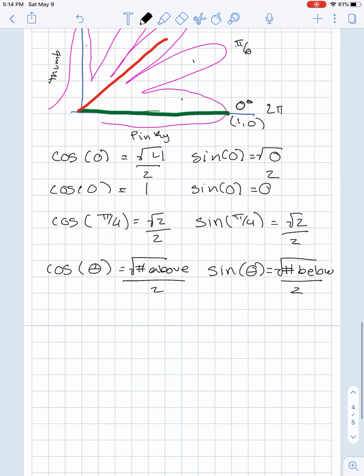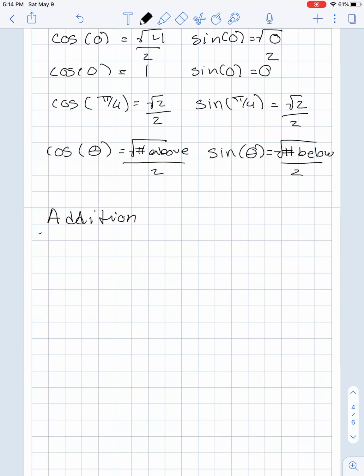This is also 2 pi. And the first ones are called the addition formulas. So, addition. The first one is cosine of A plus B.